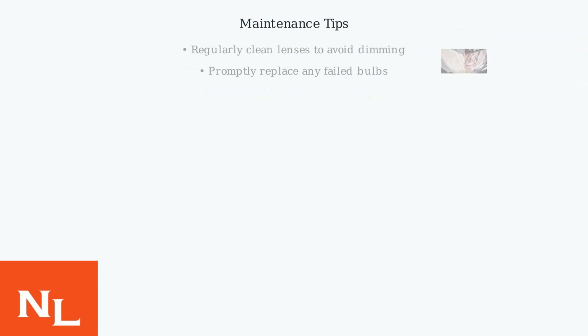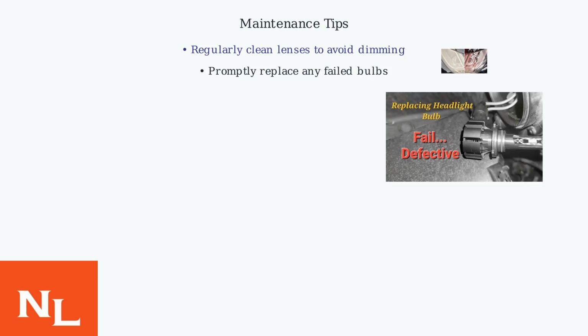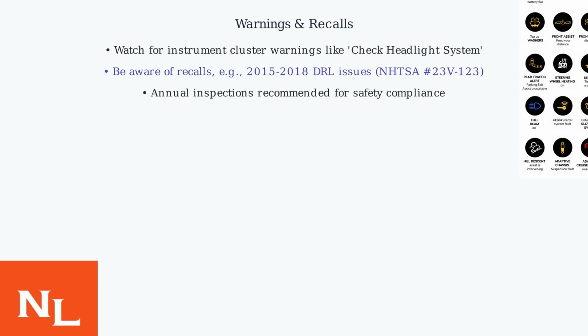Regular maintenance is crucial. Clean lenses regularly to prevent dimming and maintain visibility. Promptly replace any failed bulbs to ensure all lights function properly. Keep an eye out for warning messages on the instrument cluster, such as check headlight system.